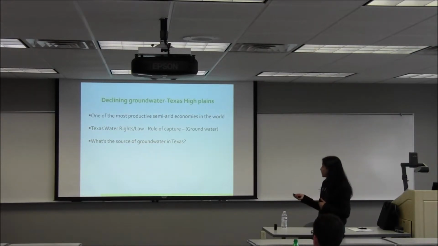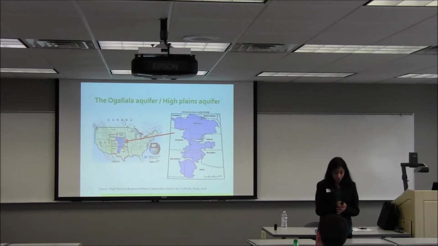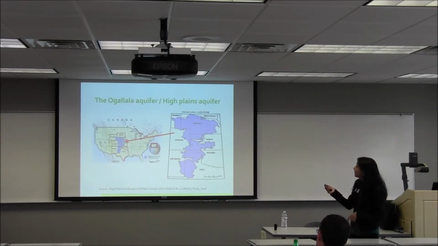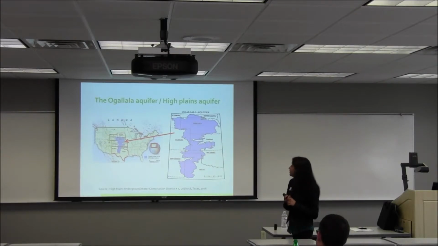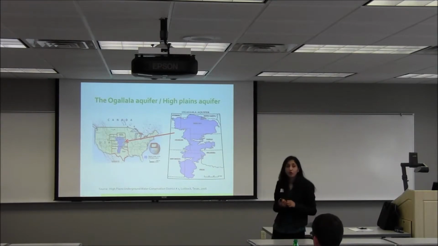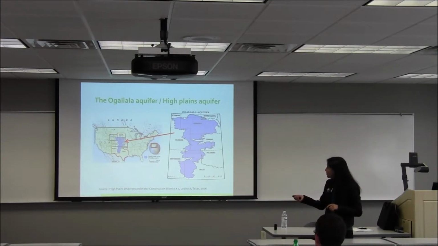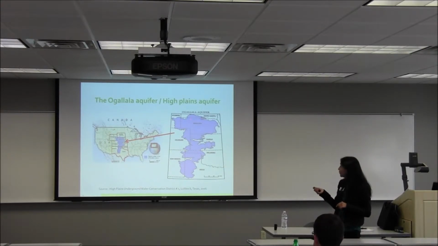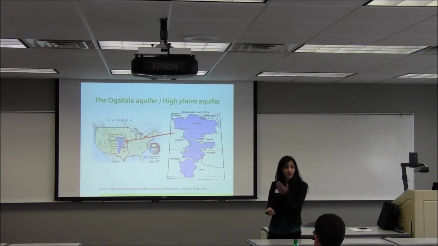So what's the source of groundwater in Texas? The major source of groundwater, especially in my study area, okay, so in this study area, the aquifer that pretty much provides all of the groundwater is known as the Ogallala Aquifer, which is also commonly known as the High Plains Aquifer. So you can see that it stretches around several different states. It's not just Texas, but starts all the way from South Dakota, Wyoming, Nebraska, Colorado, Kansas, New Mexico, Oklahoma, all the way to mid-Texas. So it's several different states that it's passing.